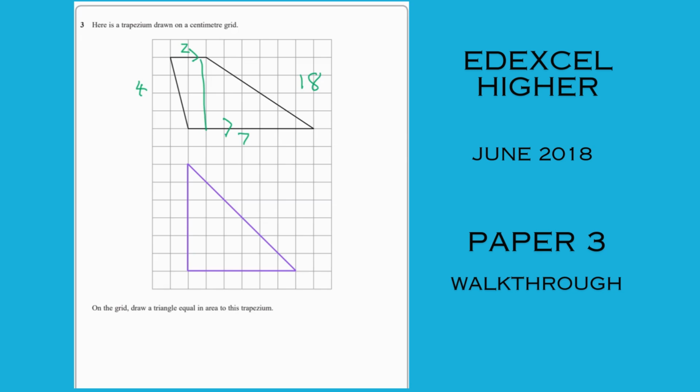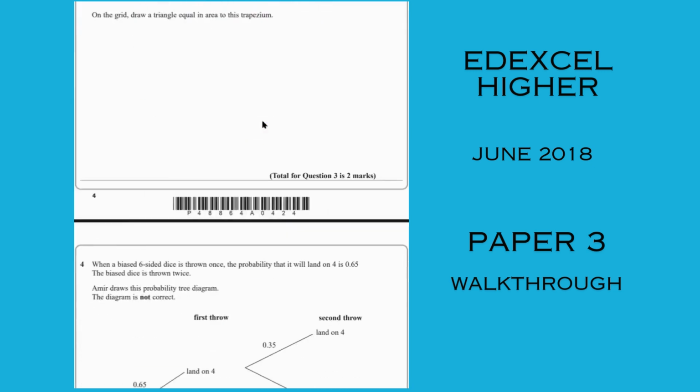So it's 18. So for your bottom triangle, you want anything where its height and its length of base multiply to make 36. Because obviously being a triangle, it must halve to make 18. So 9 along 4 up would have worked. It didn't have to be right angled, it could have been isosceles. Loads of different right answers for number 3.